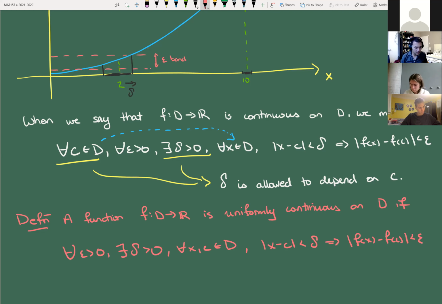Okay. F maps D to R is continuous on D is the same as saying f is continuous. Right, it's continuous on its domain. So I'm saying it's continuous on D. Yeah, exactly.